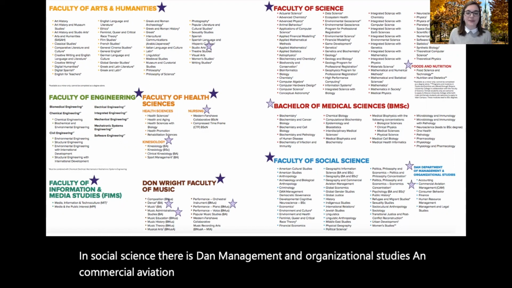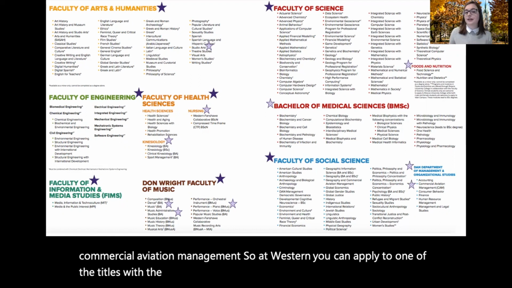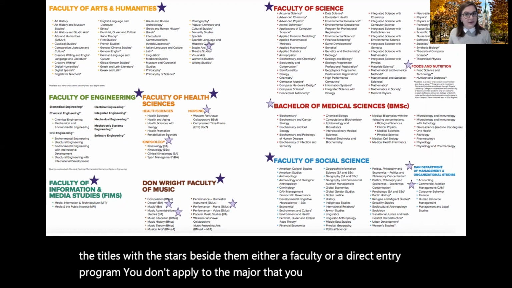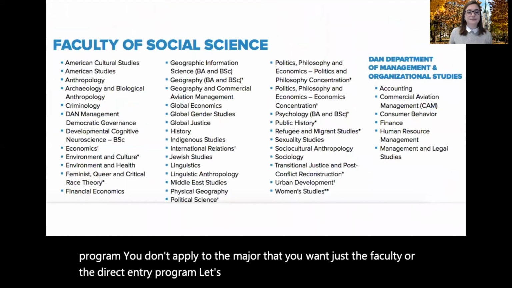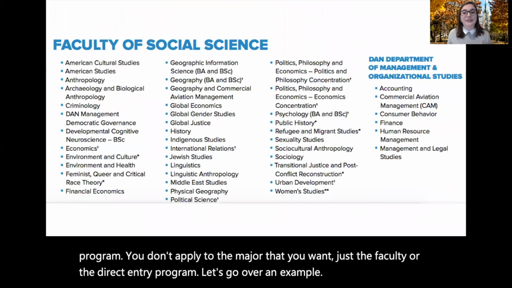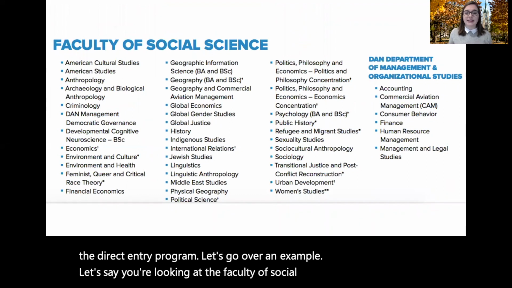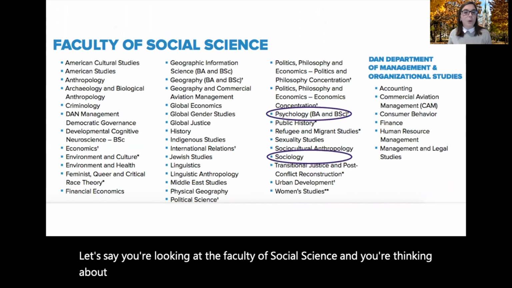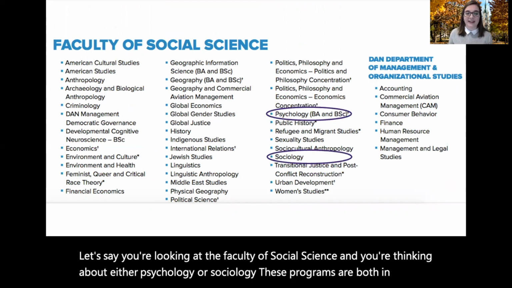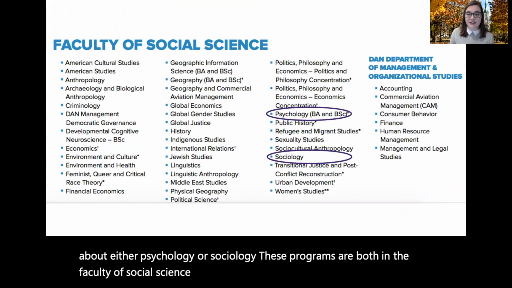So, at Western, you can apply to one of the titles with the stars beside them, either a faculty or a direct entry program. You don't apply to the major that you want, just the faculty or the direct entry program. Let's go over an example. Let's say you're looking at the Faculty of Social Science, and you're thinking about either psychology or sociology. These programs are both in the Faculty of Social Science. So, when you apply to Western, you'll apply to the Faculty of Social Science.